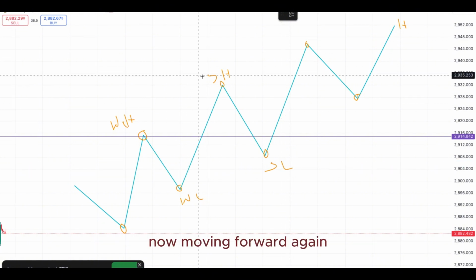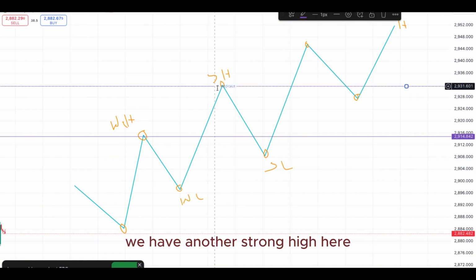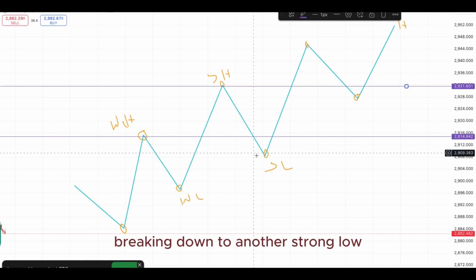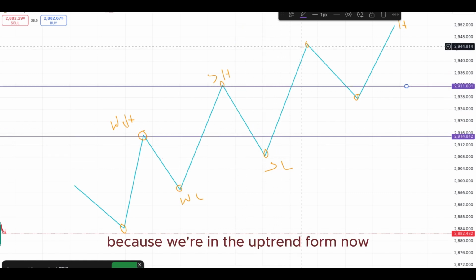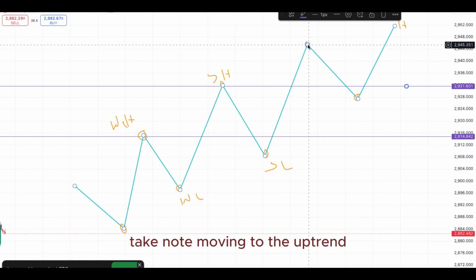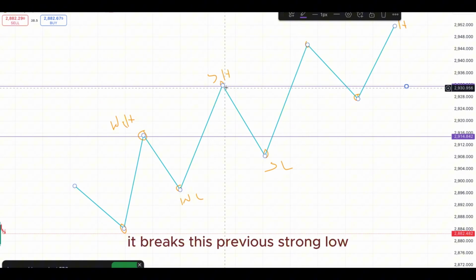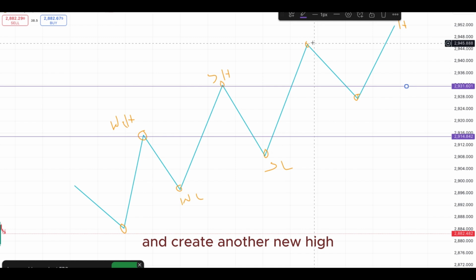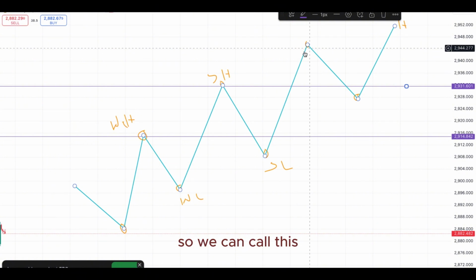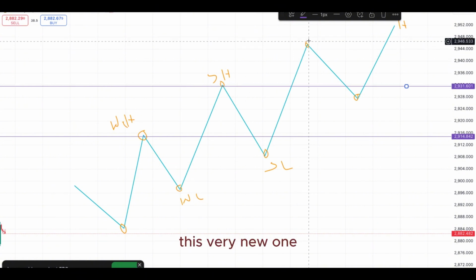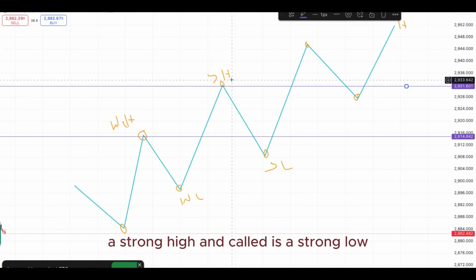Now moving forward again, we have another strong high here, breaking down to another strong low. Moving to the uptrend, because we're in the uptrend form now, take notes. Moving to the uptrend, it breaks this previous strong low and creates another new high, which is the swing high. So we can call this very new one a strong high and call this a strong low.